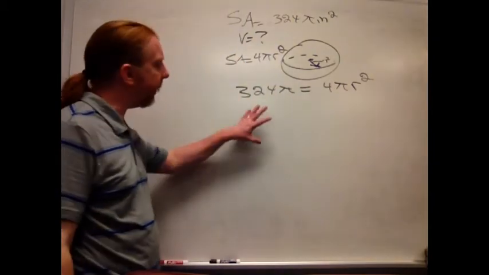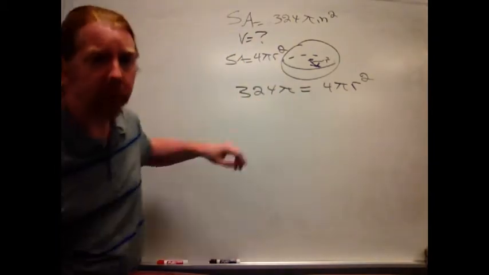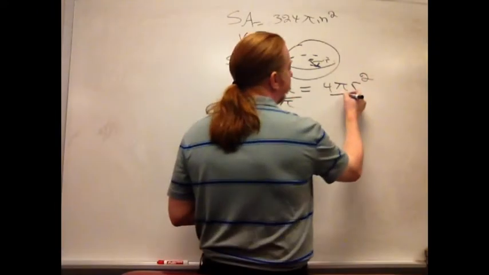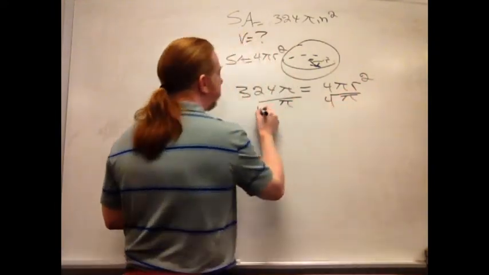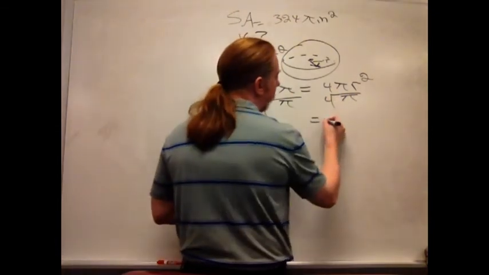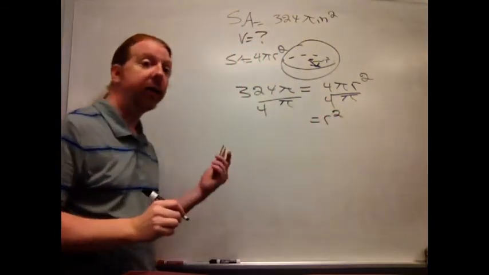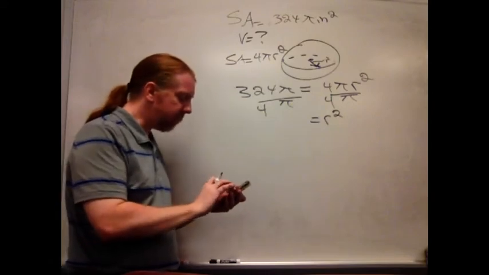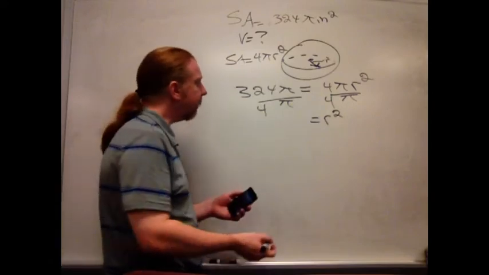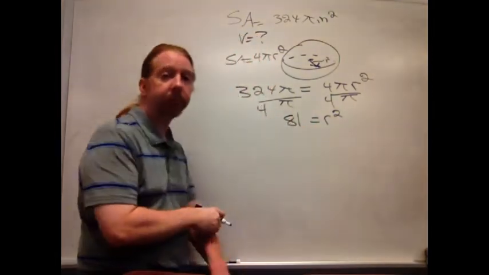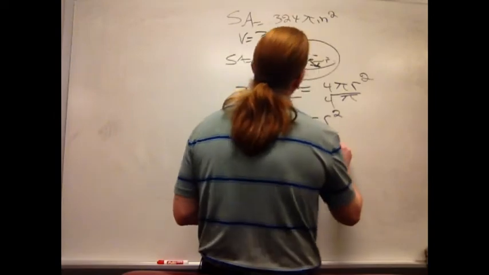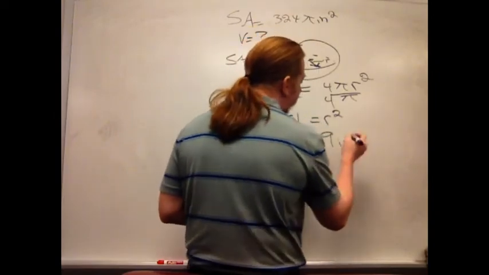So 4 pi r squared. Now I can go ahead, let's get that radius from what's provided there. First I'm going to divide both sides by pi, and then divide both sides by 4, leaving me r squared on one side. On the other side, 324 divided by 4 gets me an answer of 81. Take the square root of each side, I get r is equal to 9 inches.